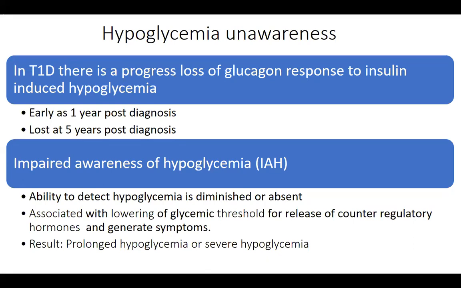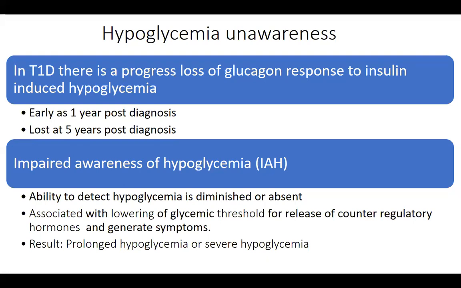It occurs because the body has a lower threshold for releasing the counter-regulatory hormones that are generated. And therefore, you need to resensitize the body in order for them to recognize the hypoglycemic episodes, to avoid these prolonged hypoglycemias or the severe hypoglycemias that actually happen.